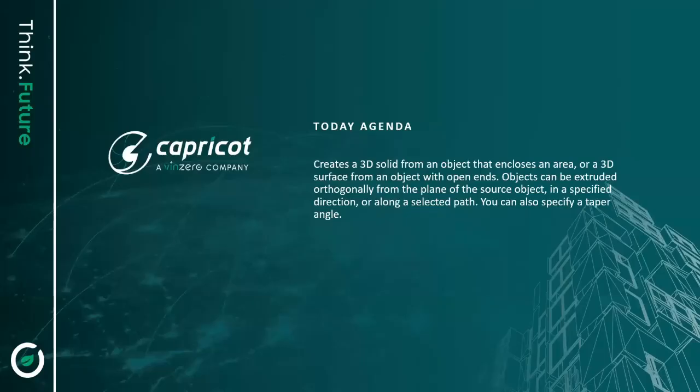Today's agenda. Today I would like to teach the Extrude command in AutoCAD. So what is Extrude? It creates a 3D solid from an object that encloses an area, or a 3D surface from an object with an open end. Objects can be extruded orthogonally from the plane of the source object in a specified direction or along a selected path. You can also specify a taper angle.